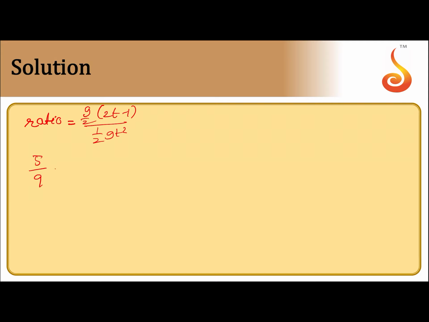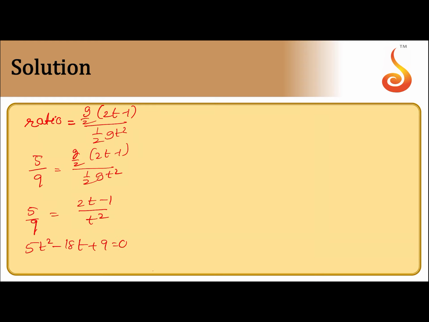So, 5 by 9 is equal to g/2 into (2t minus 1) divided by half g t squared. So, 5 by 9 is equal to, g and g cancel, leaving (2t minus 1) divided by t squared. We can simplify this one. We get 5t squared minus 18t plus 9 equal to 0.